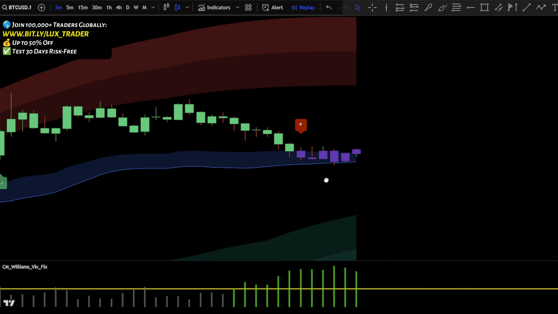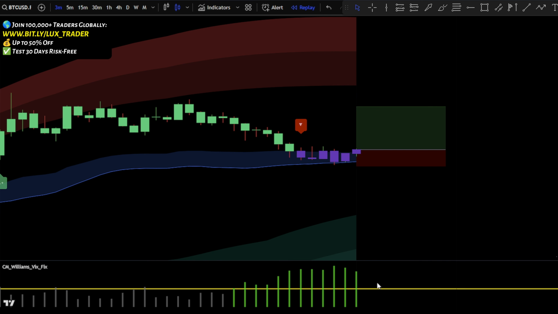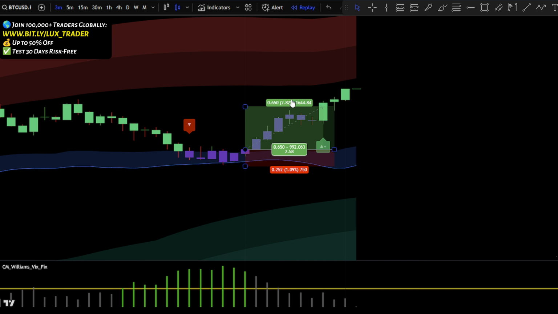I know it may sound a bit complicated at first, but I promise, once you grasp it, it's super easy. And for the last condition, we want to see a green candle within the CM Williams indicator. Now, if these conditions are met, we can enter a buy trade. For the stop loss, you want to use the smart trail, and for profit taking, you want to target a 1 to 2 risk to reward ratio.